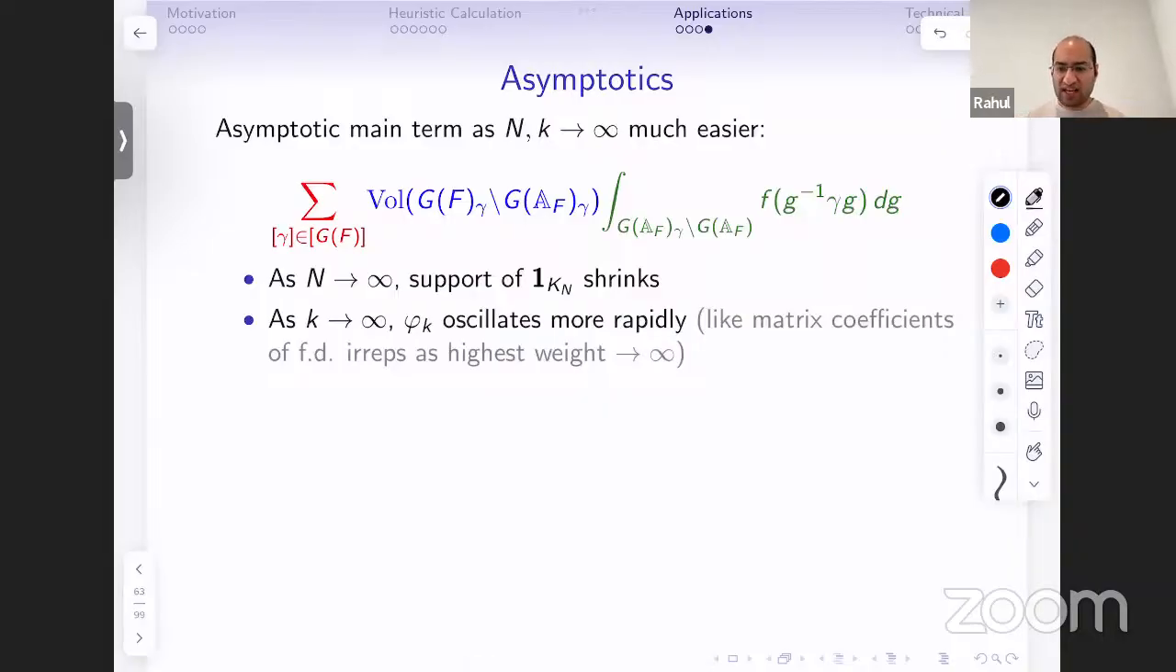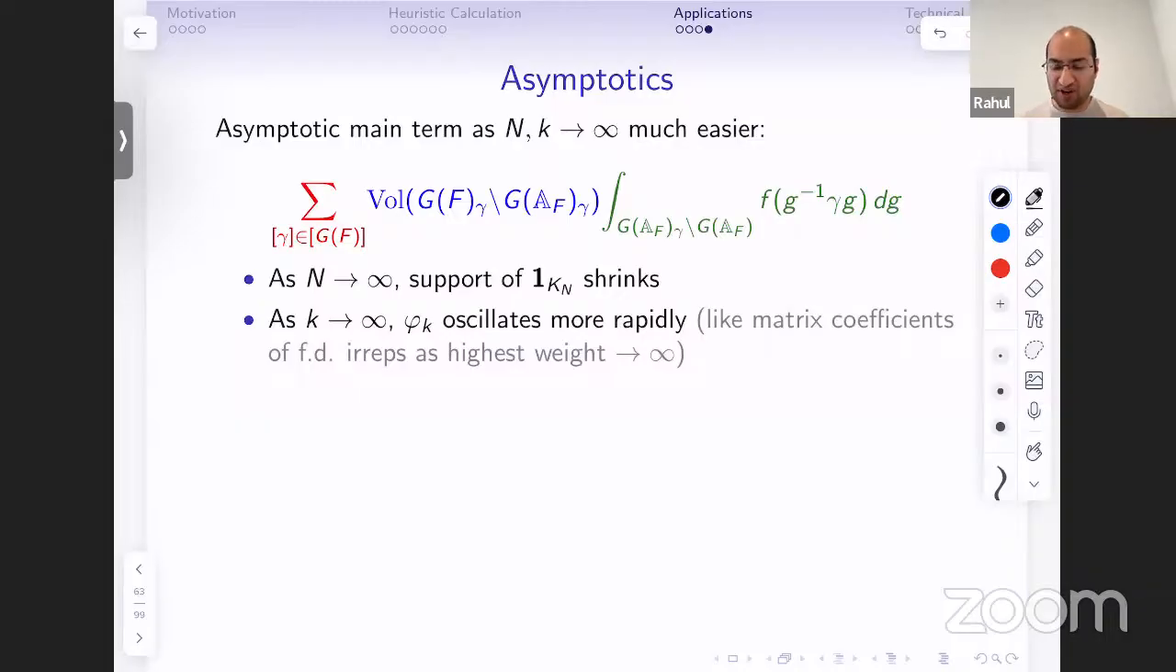Okay, so what's going on as f changes? Well, as your level n is getting bigger, your arithmetic lattice is getting smaller, so the subgroup K sub n needs to be getting smaller. So as n goes to infinity, the support of this K sub n is getting smaller and smaller. In addition, as k goes to infinity, I said that this pseudo coefficient is like a matrix coefficient of a finite dimensional irreducible representation, and taking k to infinity is kind of like taking the highest weight to infinity. So the pseudo coefficient is going to oscillate more and more rapidly as k goes to infinity.